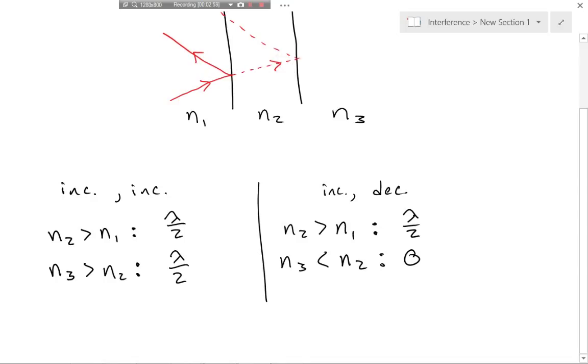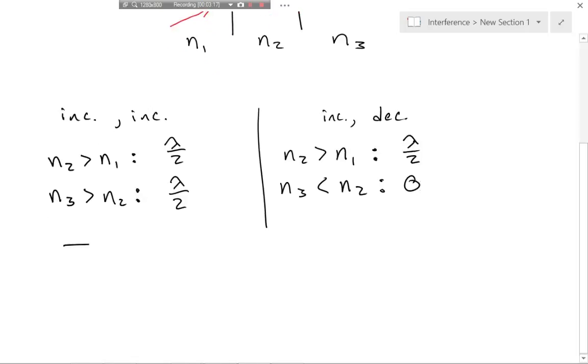Now there's also, again, going to be a phase shift that occurs because the wave that travels through and hits the back side of the film is going to travel a little bit further. But just from the reflections alone, we're already going to have a phase difference between these two waves that's equal to a half of a wavelength.